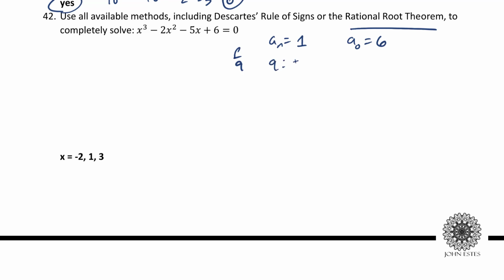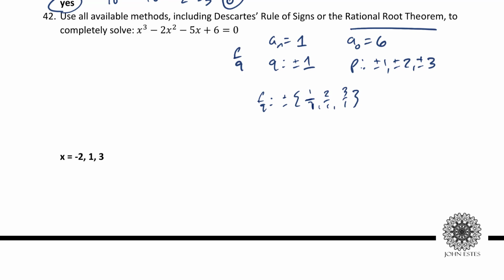a sub n. So in this case, q can only be plus or minus 1. And p has to be able to divide a sub 0, or 6 in this case. So that would be plus or minus 1, plus or minus 2, and plus or minus 3. Those are the only possible values of p and q. So my rational roots, the only possible things I could have are the combinations of p over q, which in this case is 1 over 1, 2 over 1, 3 over 1. Of course, that's plus or minus all that. So that's 1, 2, 3, plus or minus, that's 6 possibilities.